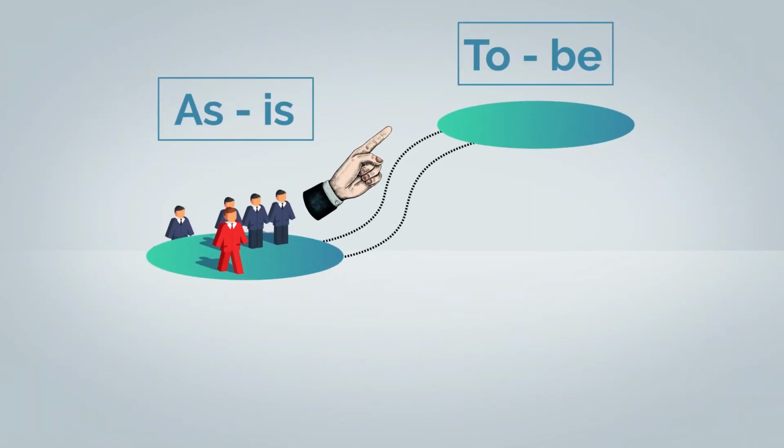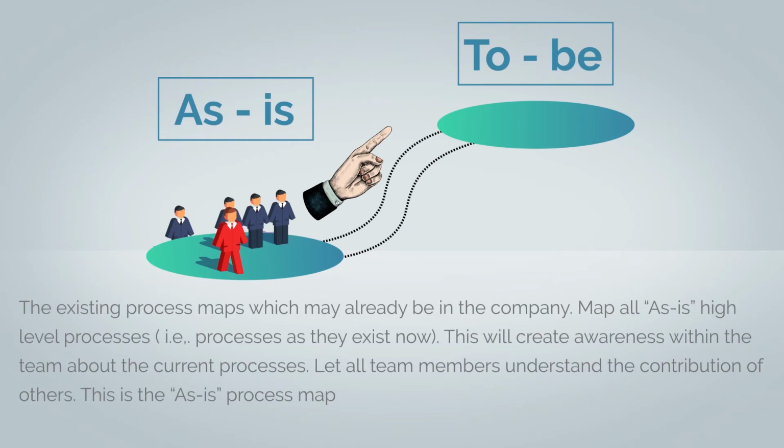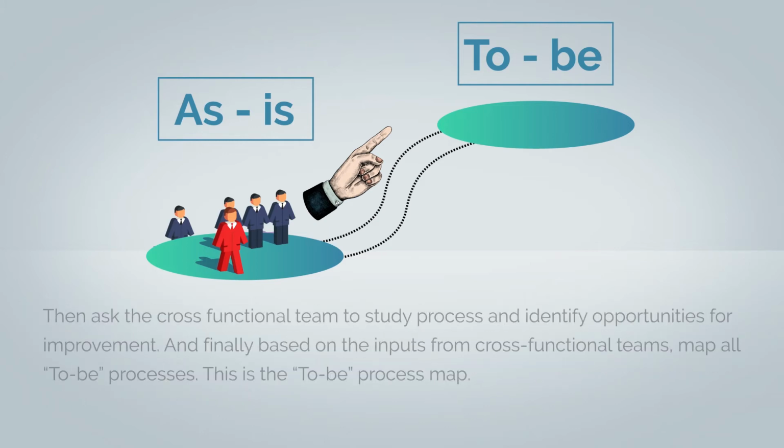Let me explain the as-is and to-be process map. First, try to find the existing process maps, which may already be in the company. Map all as-is high-level processes, that is, processes as they exist now. This will create awareness within the team about the current processes. Let all team members understand the contribution of others. This is the as-is process map. Then ask the cross-functional team to study the process, and identify opportunities for improvement. And finally, based on the inputs from cross-functional teams, map all to-be processes. This is the to-be process map.